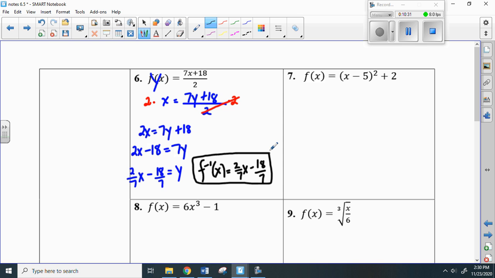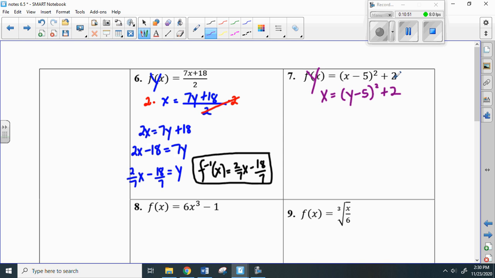If this test ends up being handwritten and you forget to rewrite it with function notation, with the f inverse as your final answer, then you will lose a point. Okay. All right, number 7, make that a y. Switch the x and the y.